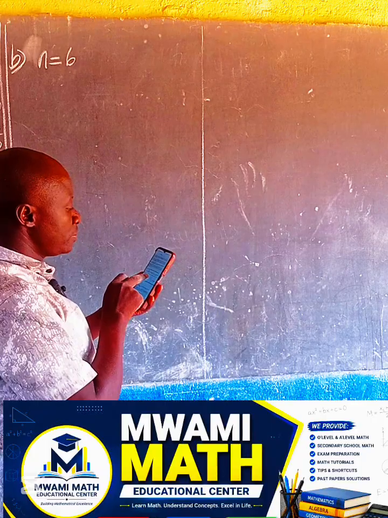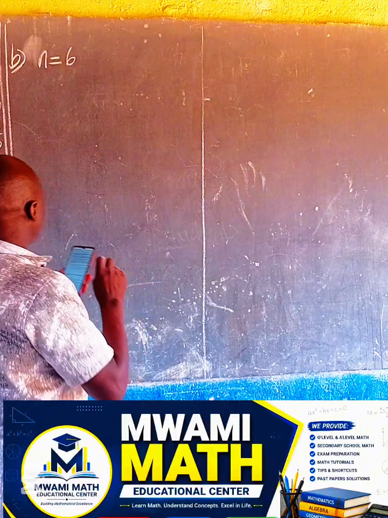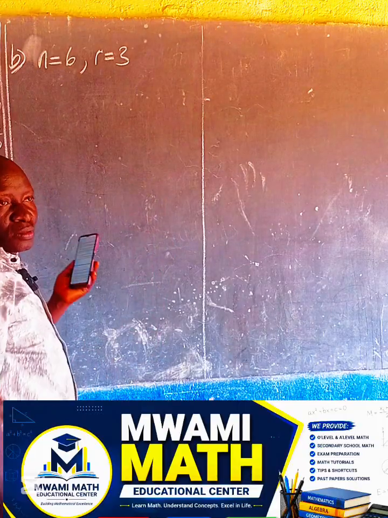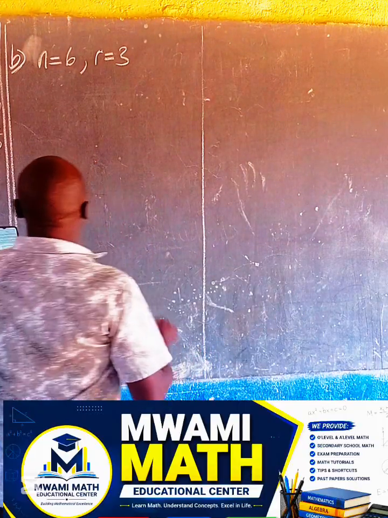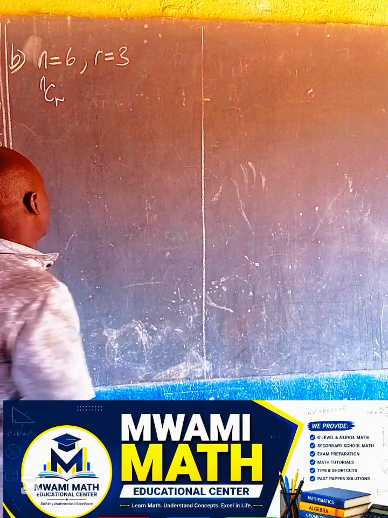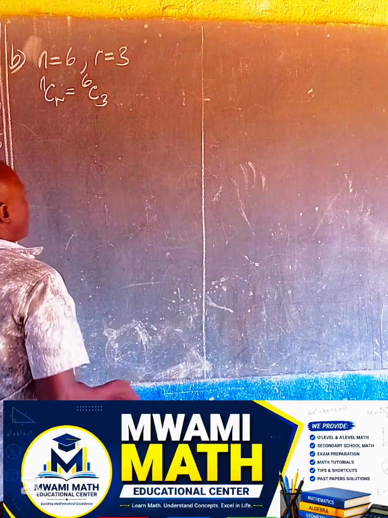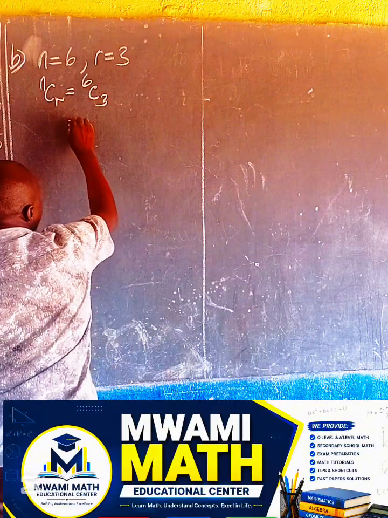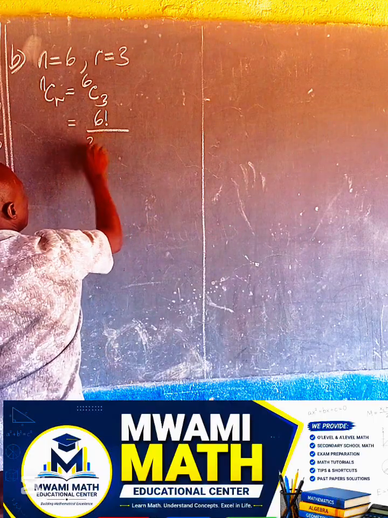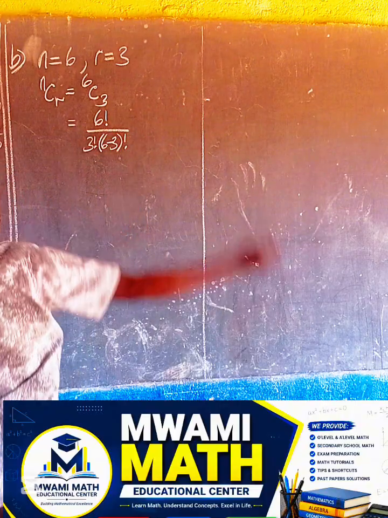Then they are saying a nearby shop wants to order 3 different types of bread. Now that's our r is 3. This is under combination and permutation. So we have a formula n combination r, written as 6 combination 3, and this is given by 6 factorial all over 3 factorial into 6 minus 3 factorial.